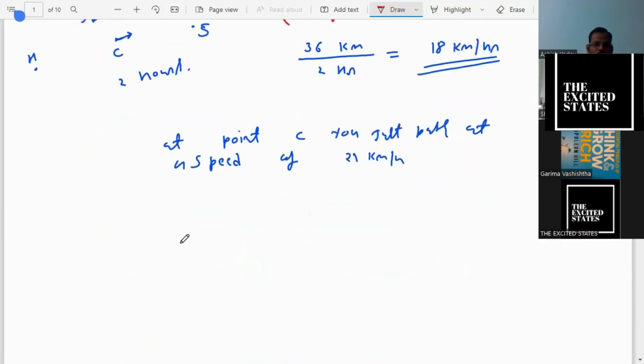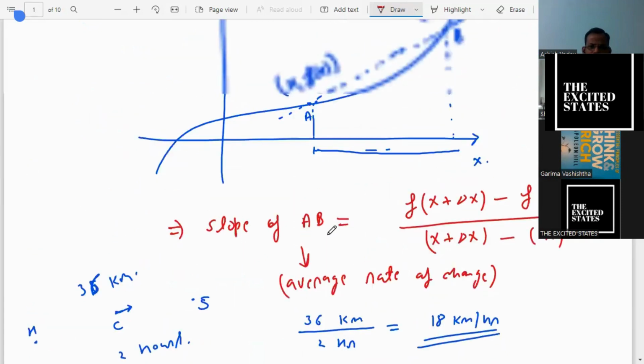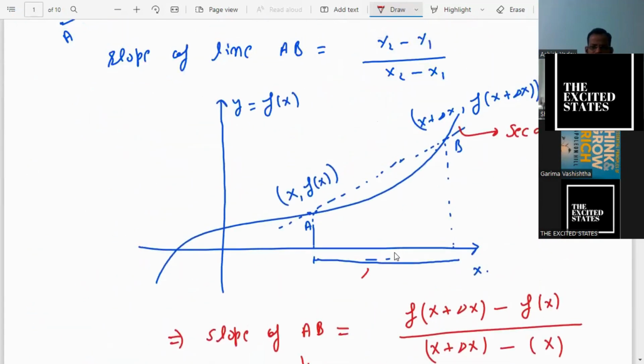Now, in this example, I am taking a special case when delta x becomes very, very small. Delta x tending to 0 means delta x is becoming very, very small. Just imagine if this delta x is very, very small. So this is delta x. If this delta x is very small, then what will you see? Will this point B be on the point A or very near to the point A? If this delta x is very small, that means this point B will be very near to point A.